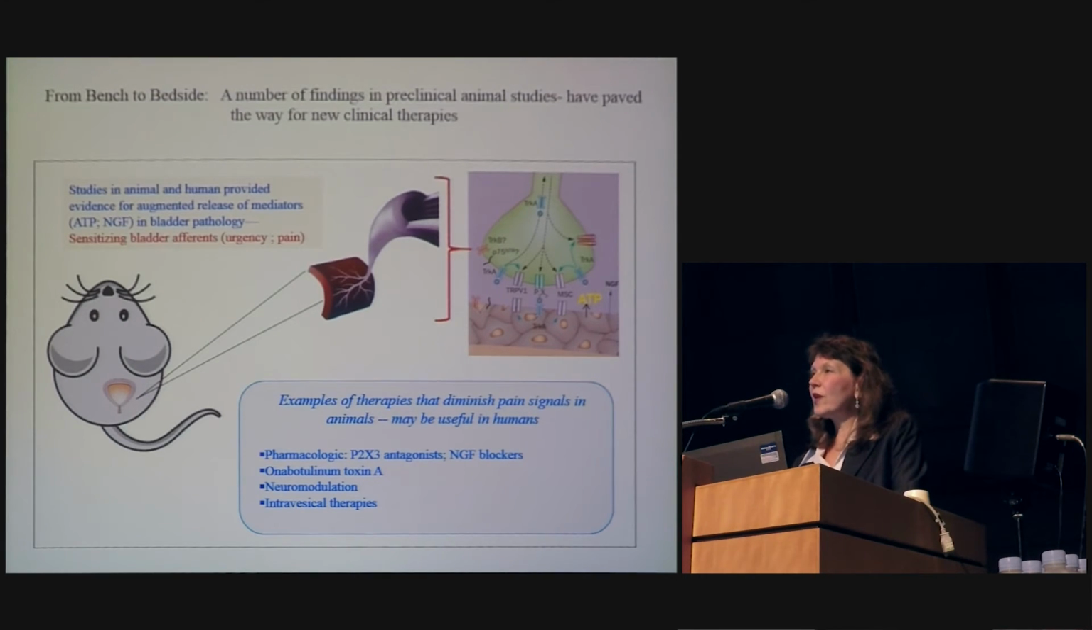And again, these can sensitize afferents, and they can result in urgency, hyperactivity, and pain. So some examples of therapies that diminish pain signals in animals, which may be very useful in humans, can include pharmacologic, such as the purinergic antagonists, P2X3, the NGF blockers, botulinum toxin, neuromodulation, and a large number of intravesical therapies.